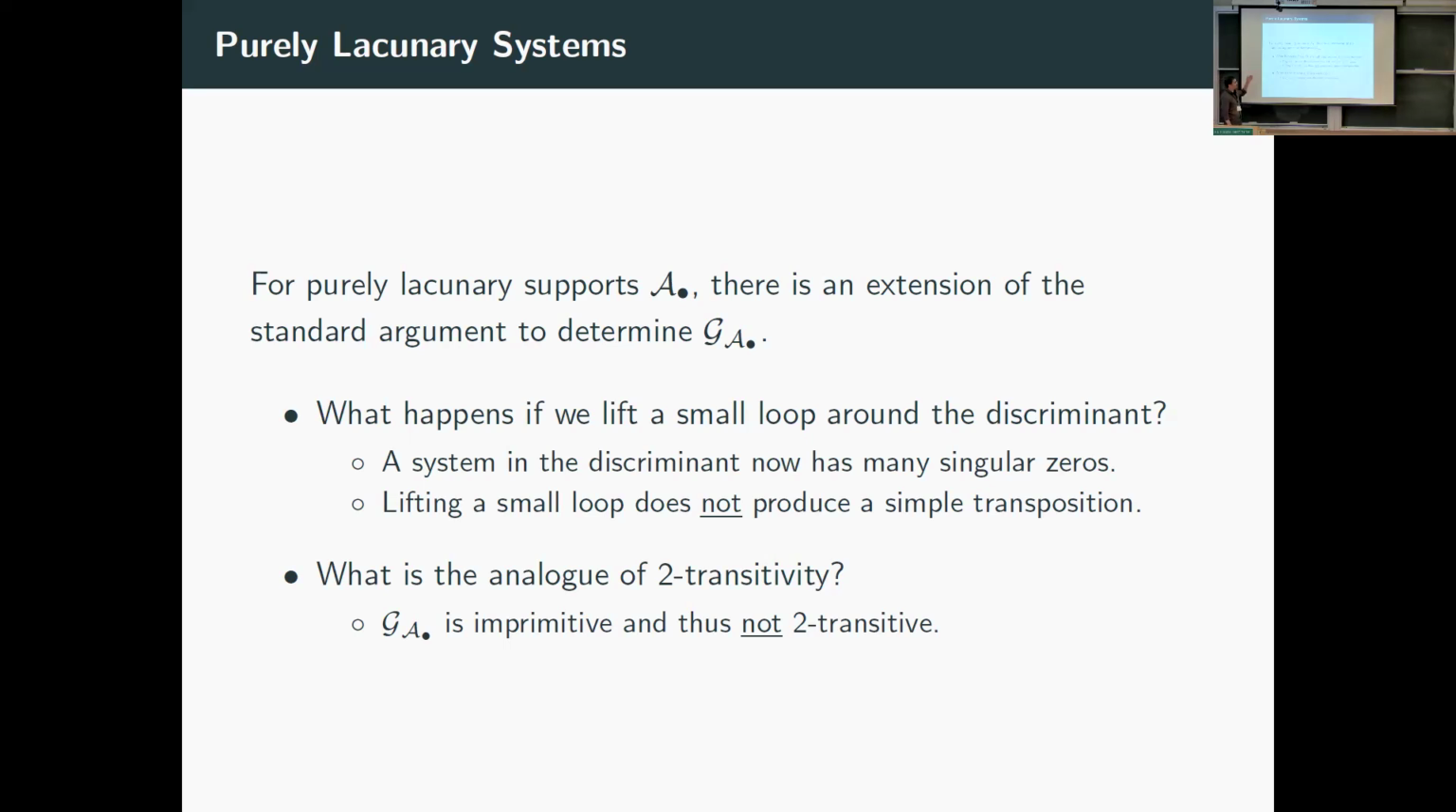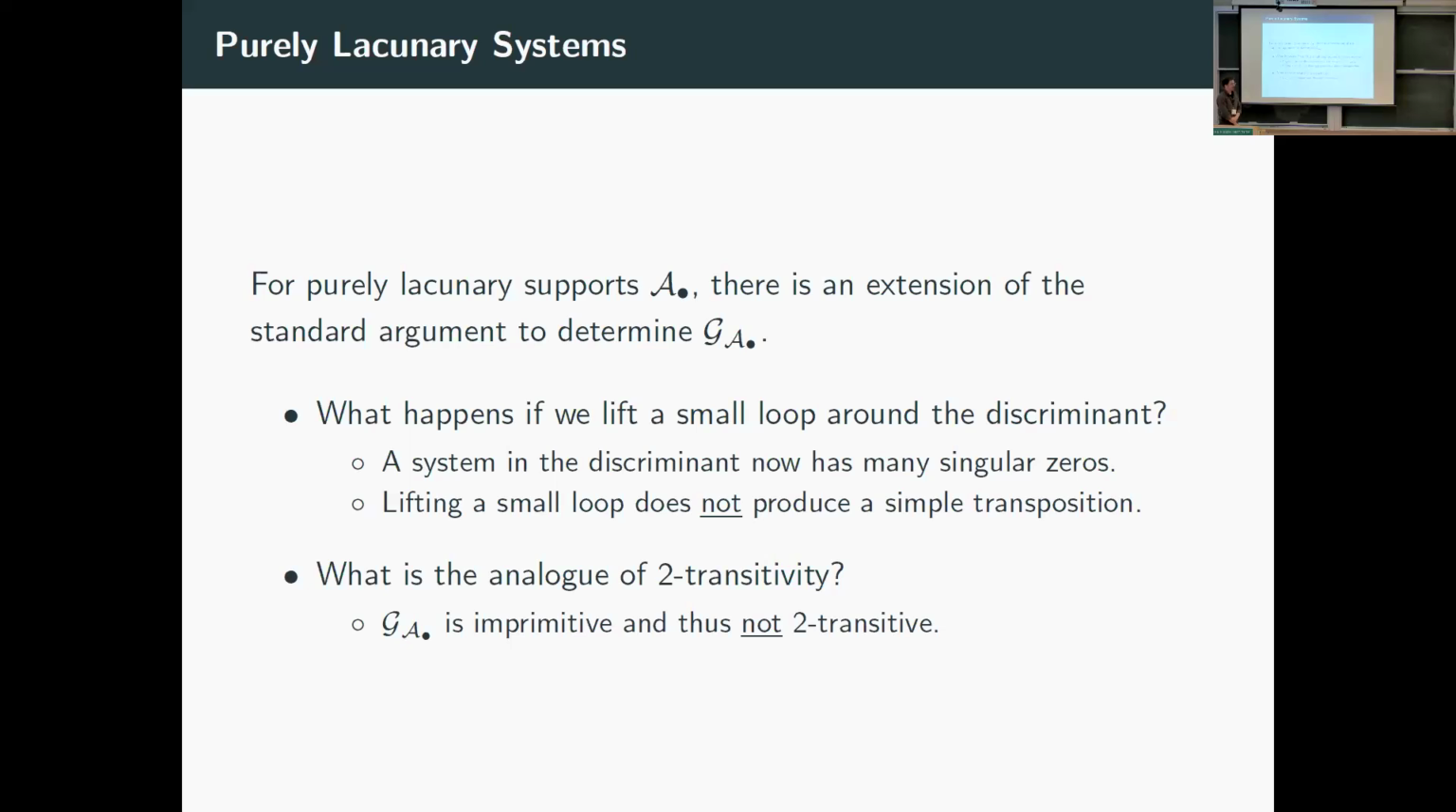With lacunary systems, we no longer have a single multiple zero. We now have many of them. So now a small loop around the discriminant will not give you a simple transposition, period. And because our Galois group is imprimitive, it is not two transitive. These are contradictory properties that cannot both hold. And so the question is, how do we adapt this standard argument to tell us something about lacunary systems?